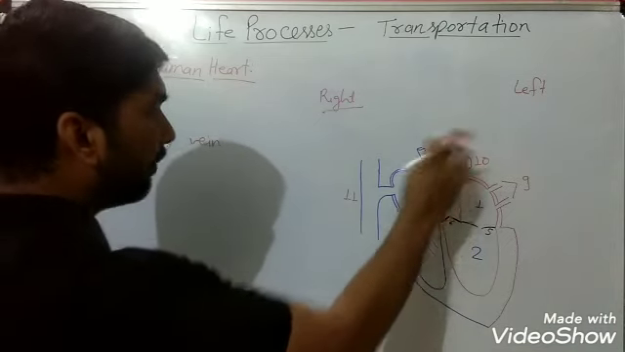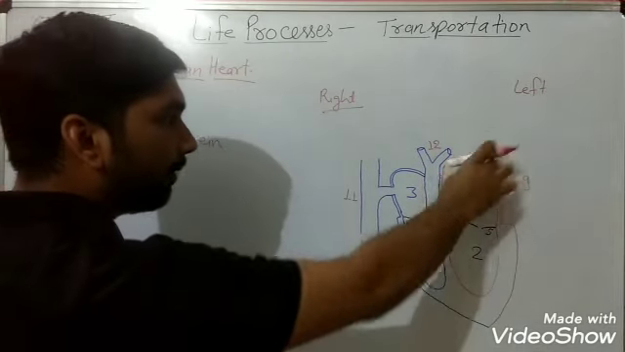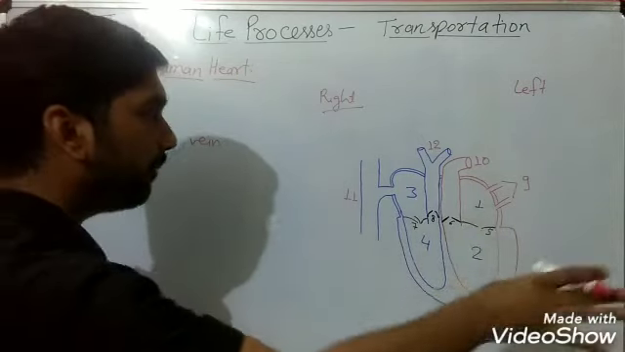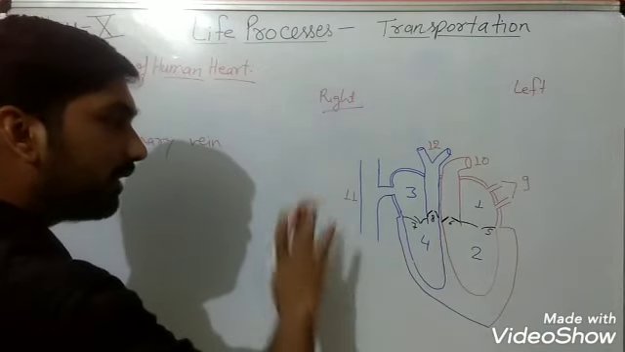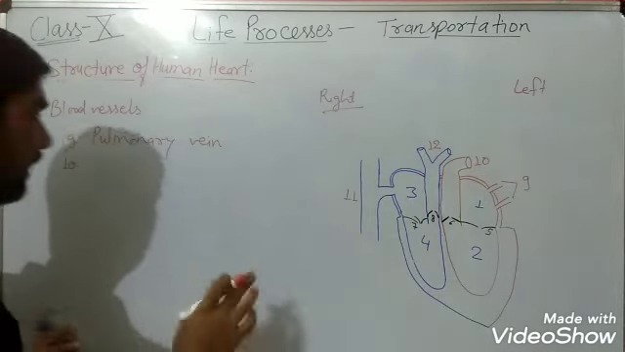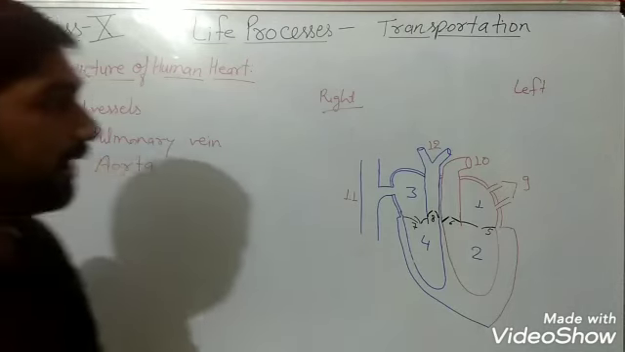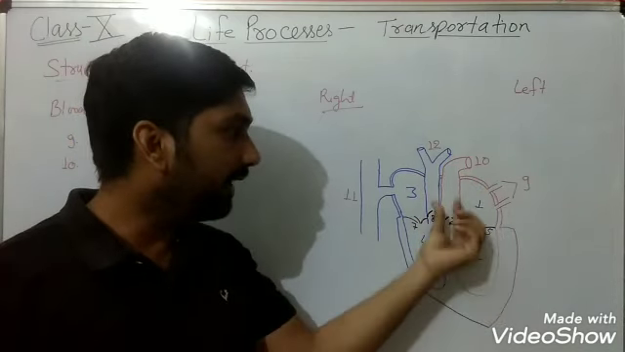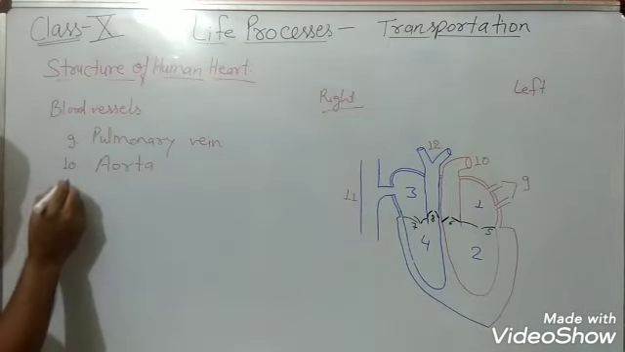Now number 10. You are observing that it is the blood vessel which is leaving the heart, because the ventricles pump the blood throughout the body. If it is going away from the heart, it clearly indicates that this is an artery, and it is the main artery, so it is known as the aorta. The aorta is the main artery which carries blood away from the heart, and it originates from the left ventricle.